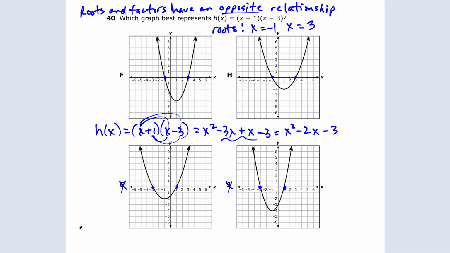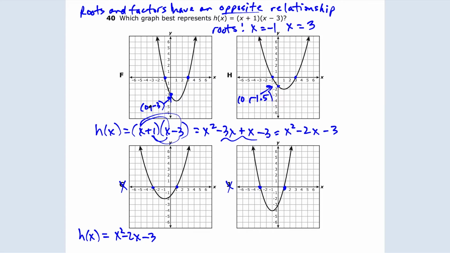Now, how does that help us? Well, when I look at this equation here, we have x squared minus 2x minus 3. I'm looking at the y-intercept. And out of the remaining answer choices, I notice this one has a y-intercept over here at negative 3. So that's the y-intercept here, whereas choice H has a y-intercept. It looks like the y-intercept is occurring at negative 1.5.